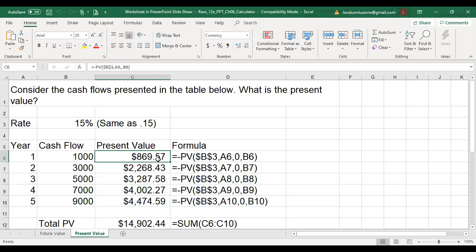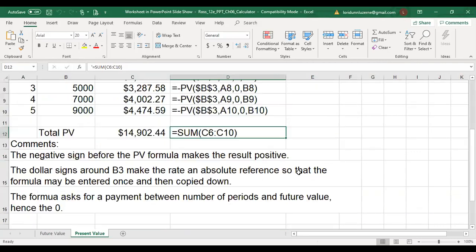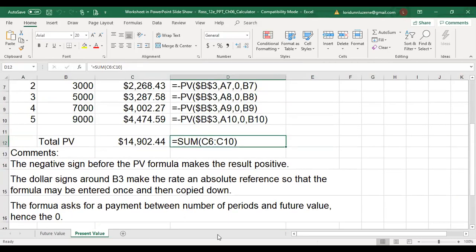So you could do this in your calculator as well, or you could use the formulas. But this is the Excel formula just to give you a taste of it. And it would automatically calculate each present value. Then you just sum up the present values of C6 to C10. And that's what the last formula represents down there. And it just gives you some comments. The negative sign before the present value makes the result positive.